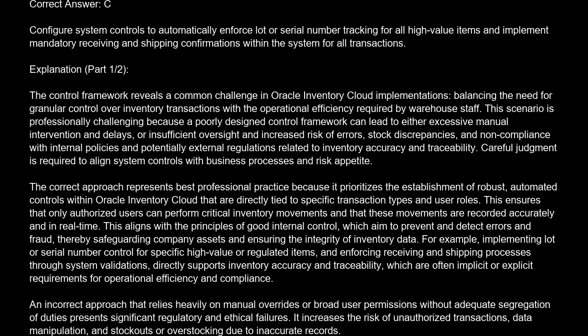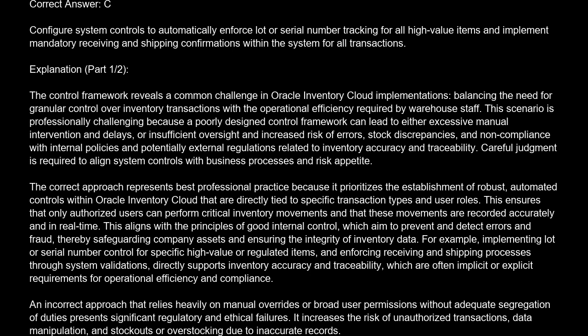Explanation. The control framework reveals a common challenge in Oracle Inventory Cloud implementations, balancing the need for granular control over inventory transactions with the operational efficiency required by warehouse staff. This scenario is professionally challenging because a poorly designed control framework can lead to either excessive manual intervention and delays, or insufficient oversight and increased risk of errors, stock discrepancies, and non-compliance with internal policies, and potentially external regulations related to inventory accuracy and traceability. Careful judgment is required to align system controls with business processes and risk appetite.